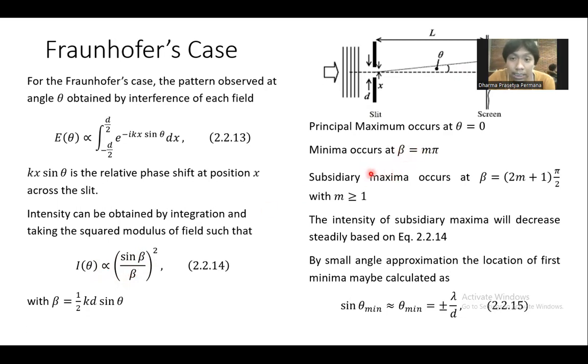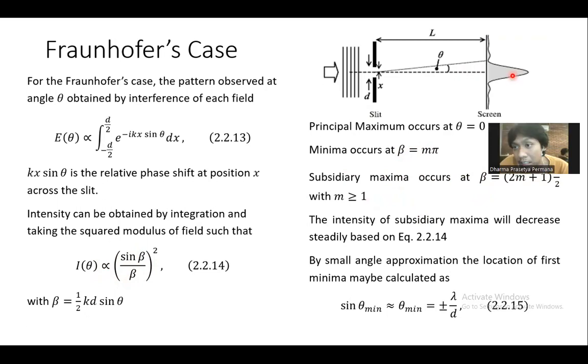And there are other maxima, the subsidiary maxima, which occur when beta is equal to this equation, where of course the index is an integer, right? The subsidiary maxima will have decreasing amplitude compared to the principal maximum here, so the further it is from the center of the screen, the darker it will be.